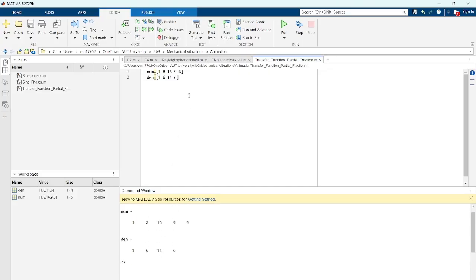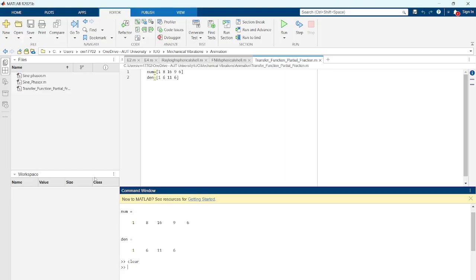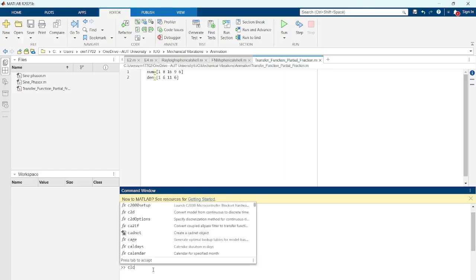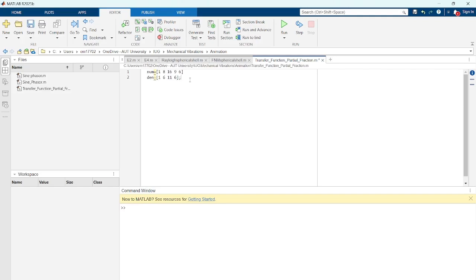Let's again clear the data. I will write clear, it will clear this generated data, and now I will write CLC, it will clear everything that was produced here, or the commands given. If I write a semicolon here and play it again, you see I didn't see the commands again in this command window. I'm only seeing them stored in the workspace. So it depends upon you how you want to work.